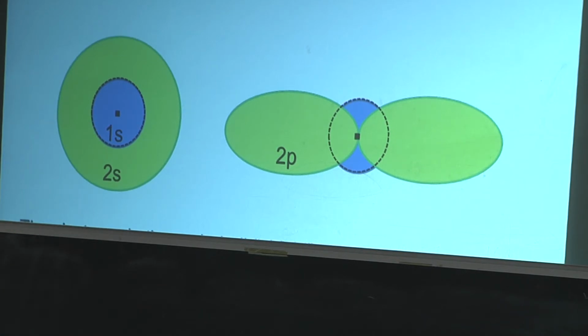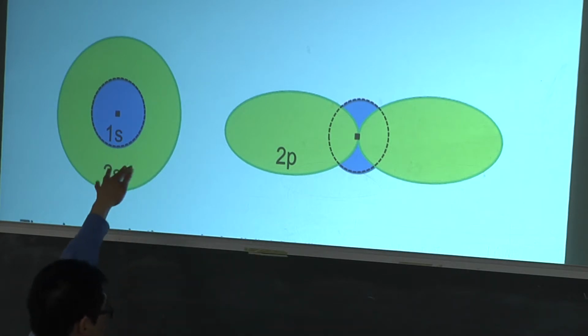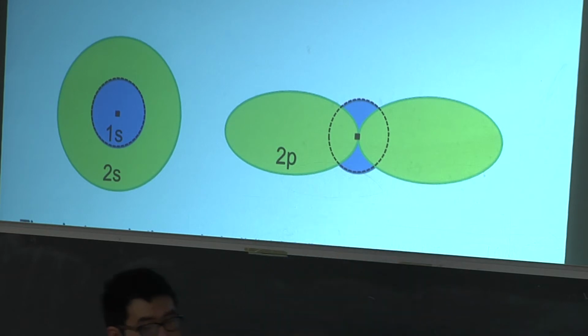Because n, the principal quantum number, describes the average distance of how far the electron is from the nucleus. And so remember, the nucleus is positive, the electron is negative. In order to move from close to the nucleus to further from the nucleus, you need to increase some energy. So 2 is bigger than 1, 3 is bigger than 2. So why is 2p slightly higher than 2s?